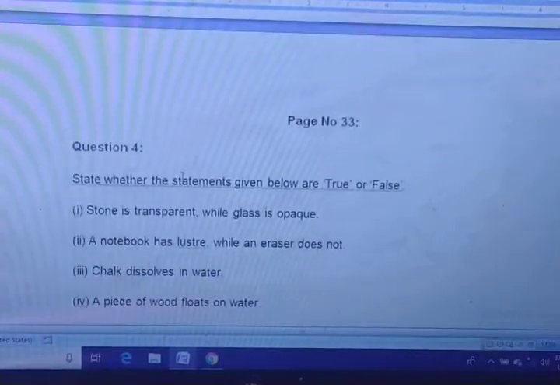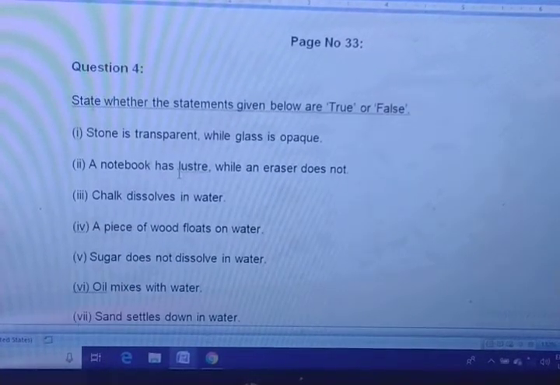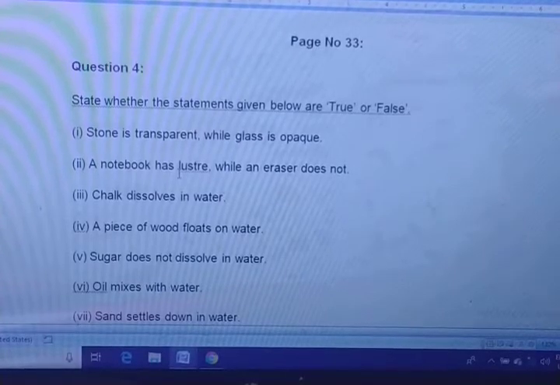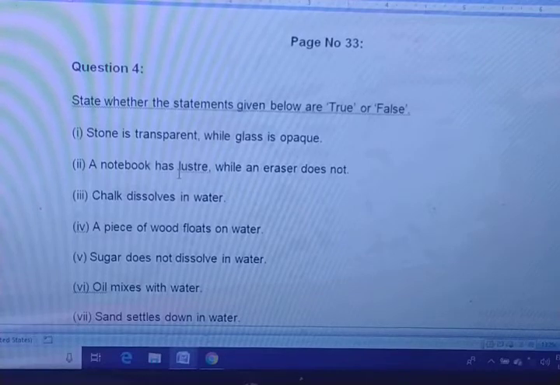Now we will move towards question number 4. You can see in question number 4, it's about true or false. You have to just write with the concept that this sentence is true or this sentence is false. First sentence, stone is transparent while glass is opaque. Have you ever seen stone transparent? Can you see from one side to another side through the stone? Not possible. And while glass is opaque, you do not see from one side to another side through glass.